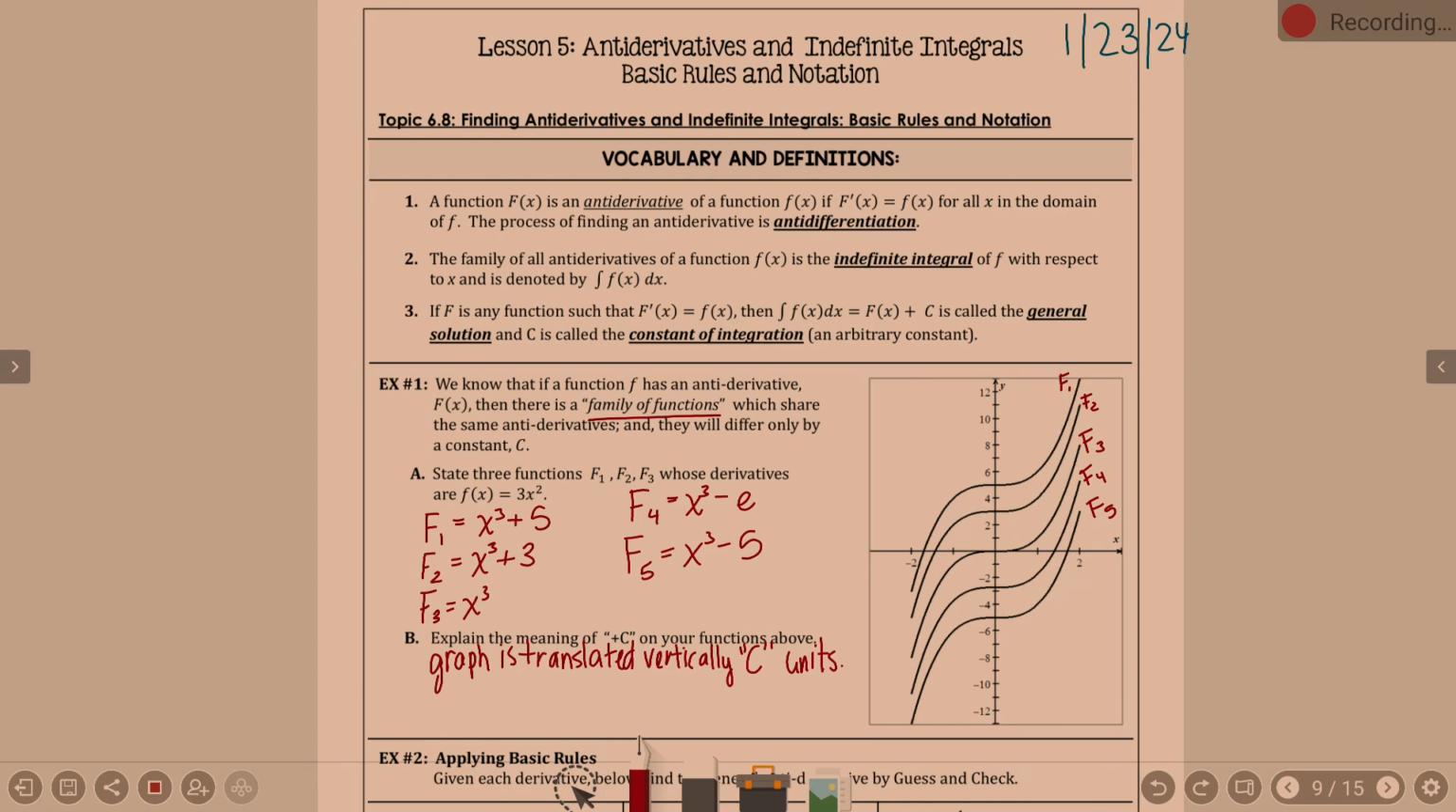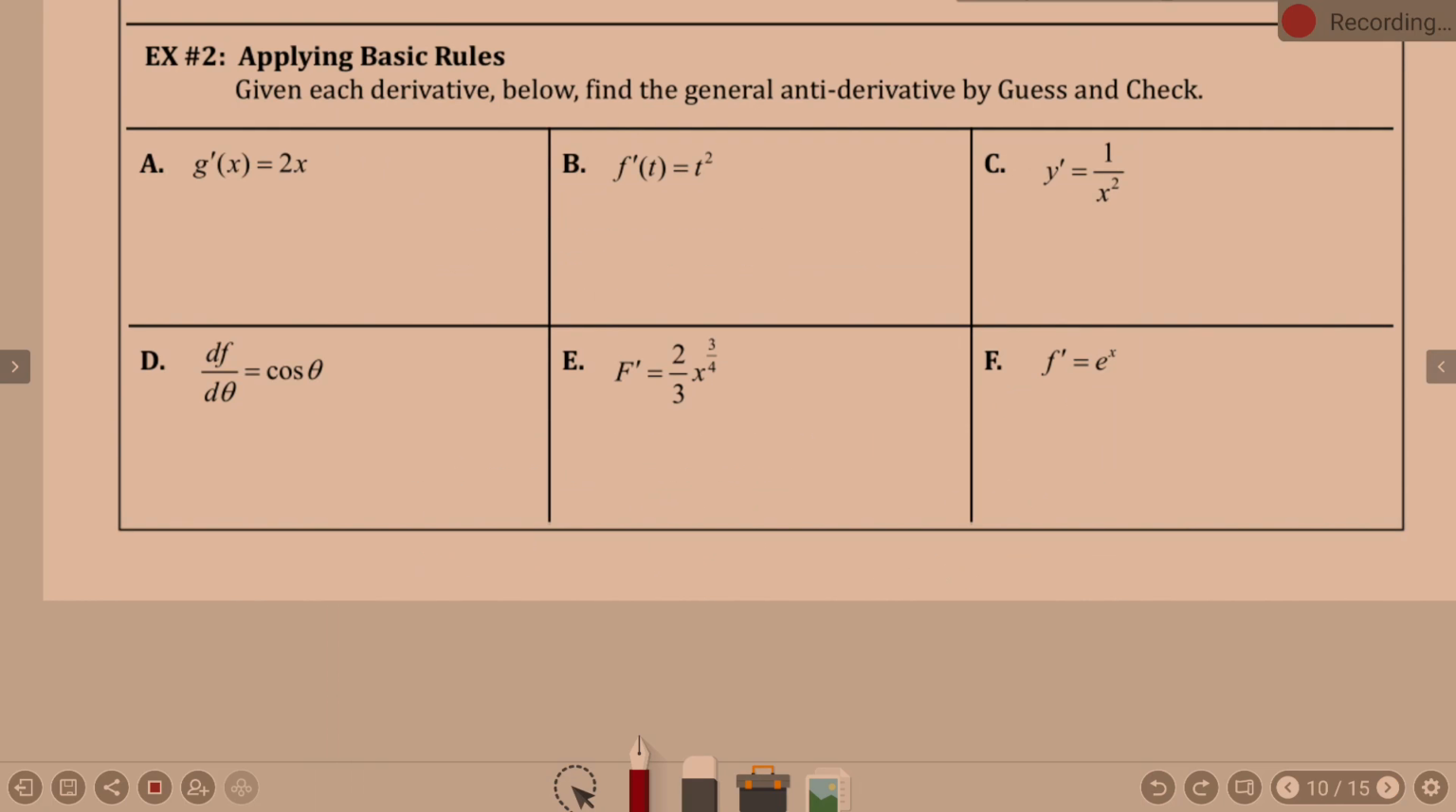Okay, ready for example 2? Example 2. Given each derivative, find the general antiderivative by guess and check. A: g prime of x equals 2x. If that's the case, then what is g of x? X squared. Because the derivative of x squared is 2x.